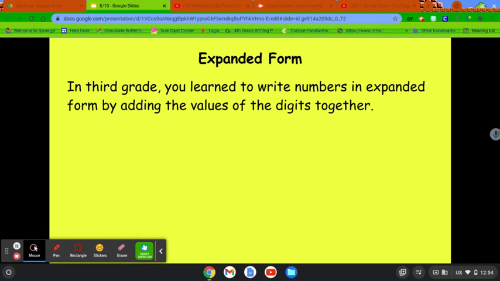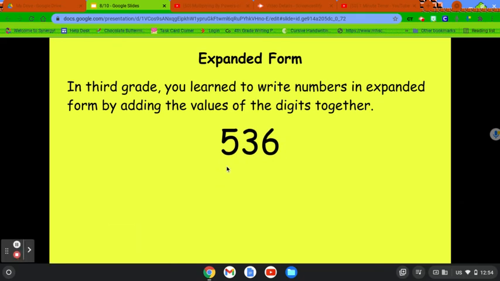In third grade, you learned to write numbers in expanded form by adding the values of the digits together. For example, if you had the number 536, you would start with your greatest place, which in this case is a 5 in the hundreds place. Because that 5 is in the hundreds place, that is 5 groups of 100, which gives us a value of 500. The next digit is a 3, which is in the tens place. That's 3 groups of 10, which gives us a value of 30.